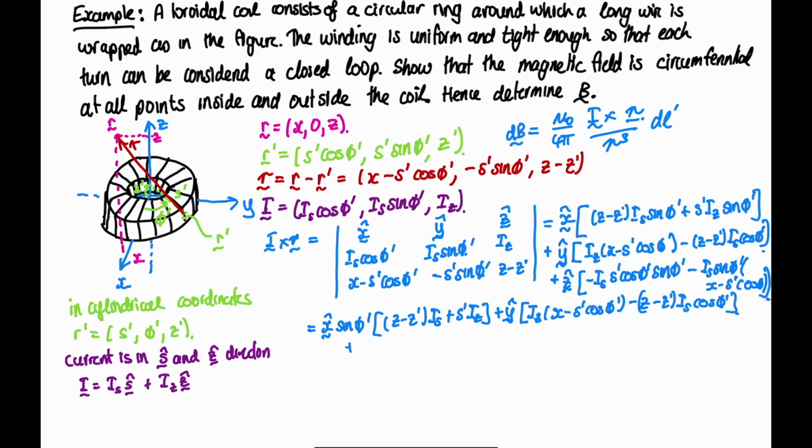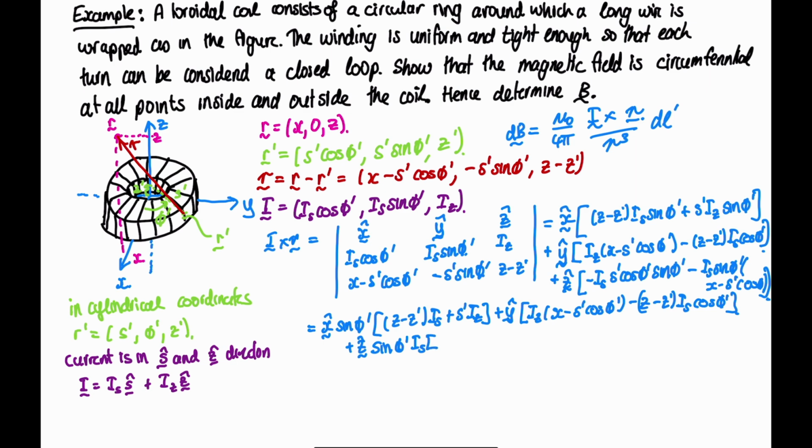And then in the z direction, once again, you can see that there's a sine phi prime term in factor in every term. So we can pull that out the front. I mean, we could pull the i's out the front if we wanted as well, but it's not necessary. So we can write this as sine phi prime. Let's pull the i's out the front.